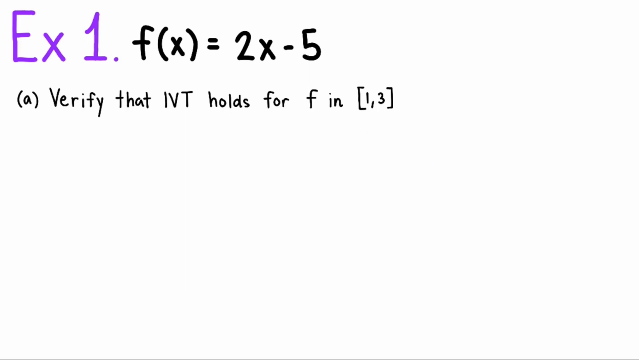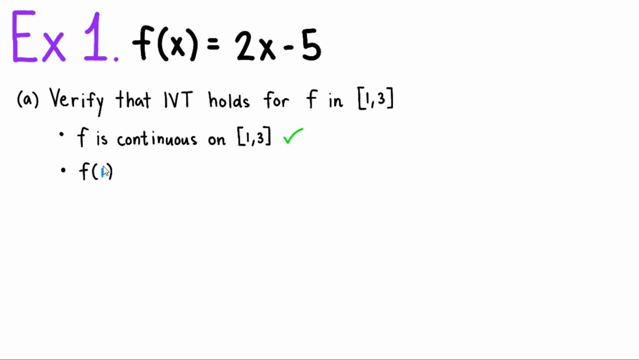For the first one, clearly, since this one is a polynomial, then we know that f is continuous on the closed interval 1, 3. And more generally, f is continuous everywhere. So the first condition or assumption is true. Next, we check the function value at the bound, starting with f of 1.